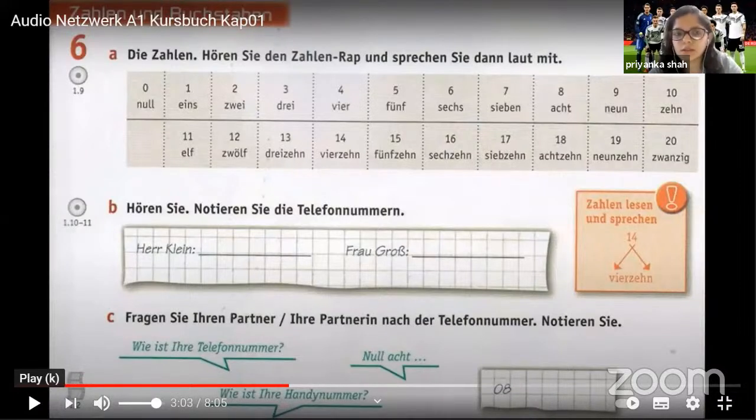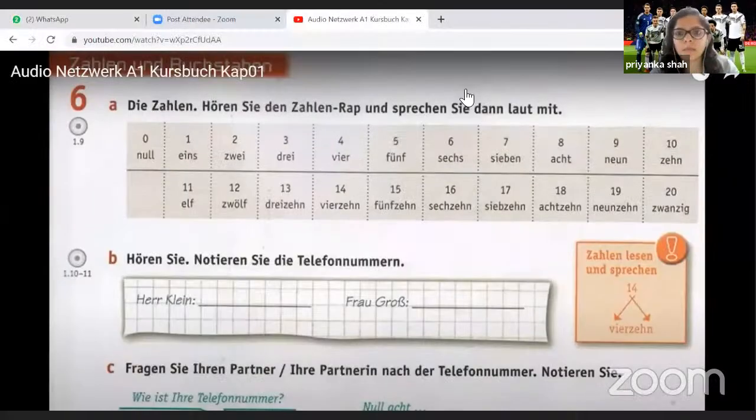Okay, so zero is known as null. N-U-L-L, null. Then eins, zwei, drei, vier, fünf, sechs, sieben, acht, neun, zehn. So now you know the German numbers as well.